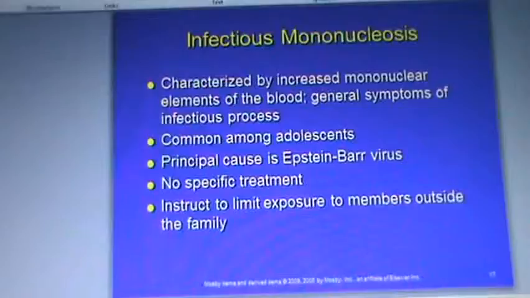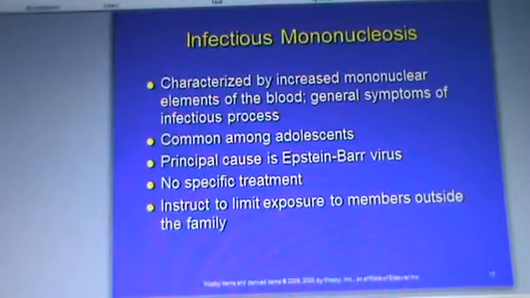Infectious mononucleosis. It's characterized by increased mononuclear elements of the blood, general symptoms of infection process. Common amongst adolescents because they're always kissing, and they used to call it the kissing disease. Principal cause is Epstein-Barr virus. There's no special treatment. Instruct to limit exposure to members outside the family.